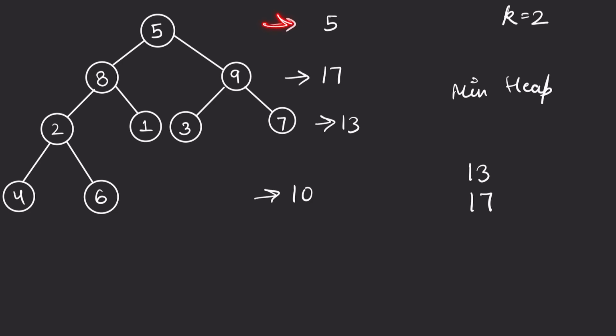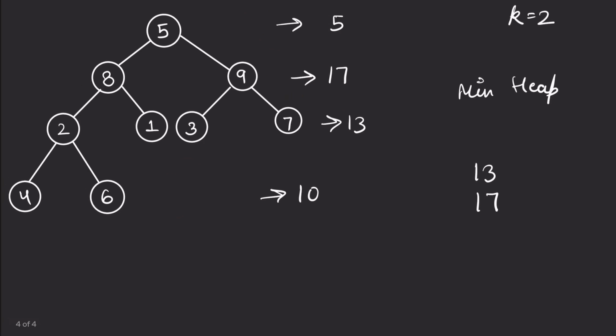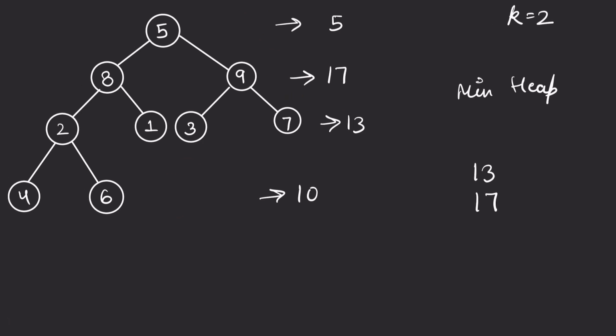Now for calculating the sum at each level, we will perform level order traversal of this binary tree, right? If you don't know how level order traversal works, don't worry, we are soon launching a playlist where we will discuss different data structures and algorithms, and there we'll discuss heaps, binary trees, level order traversal, breadth first search, all these things in detail, right?